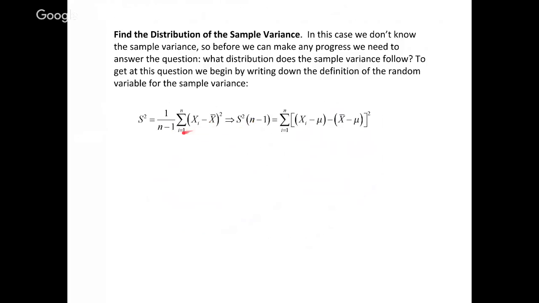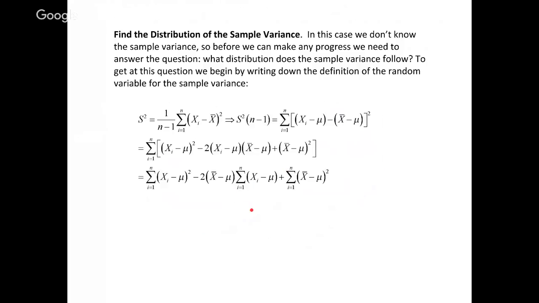Going from here to here, we just multiply n minus 1 on both sides. Then we can also rewrite this term a little differently. We're going to subtract the population mean from both of these random variables, xi and x bar. In the next step, we carry out this squared term. So we end up with this first term squared, minus 2 times the cross product between the two terms, and finally that last term squared. No surprises.